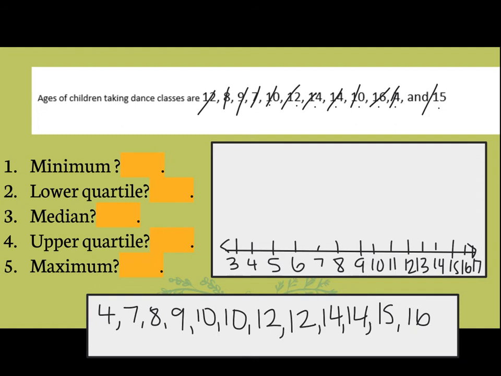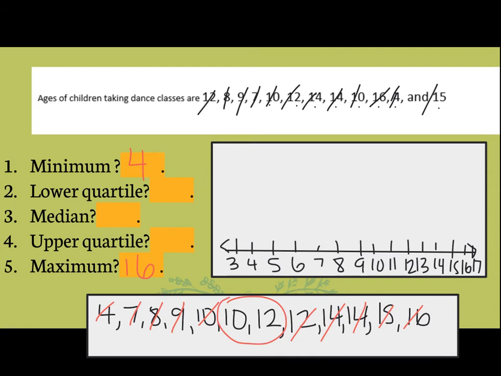So remember, the 5 things we need to find are the minimum, the lower quartile, the median, the upper quartile, and the maximum. Okay, so let's start with our minimum and maximum. That's easy peasy. So our minimum is 4 and our maximum is 16. So the next thing we're going to do is find the median. So we cross them out. So we have 2 numbers in the middle, 10 and 12.